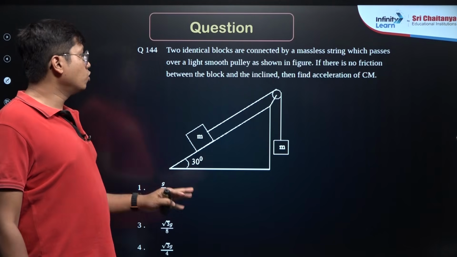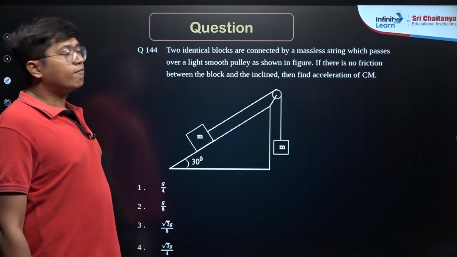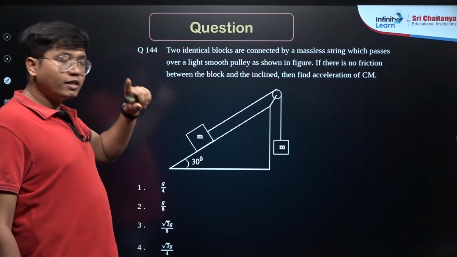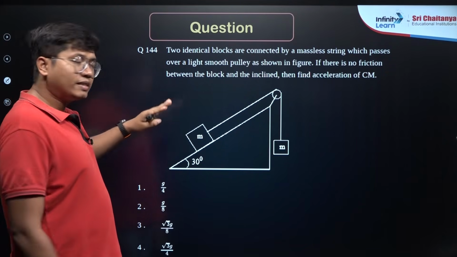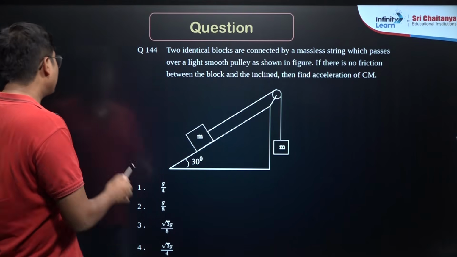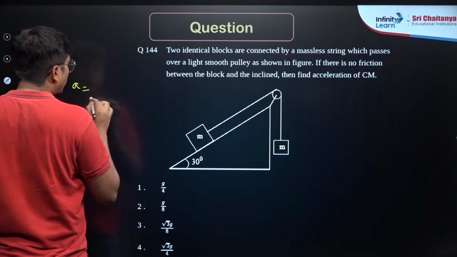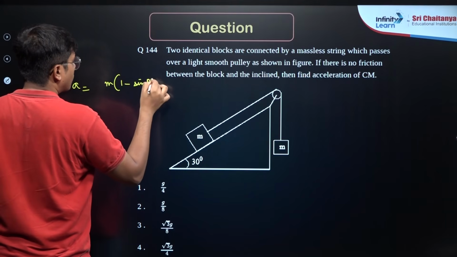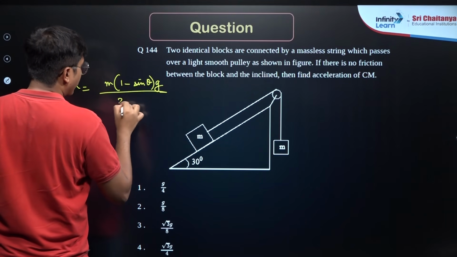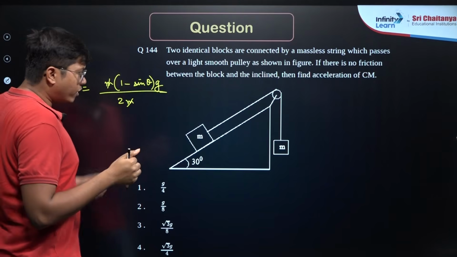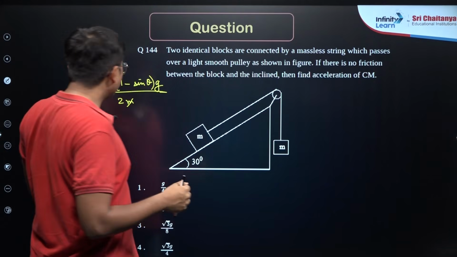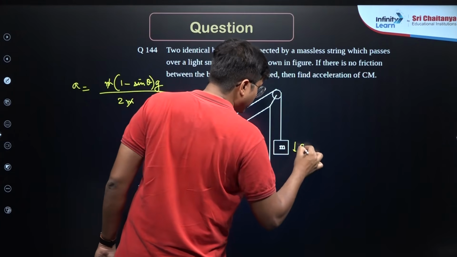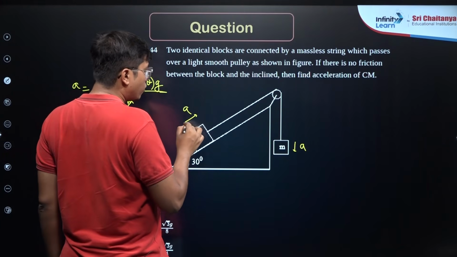This one says two identical blocks are connected by a massless spring which passes over a light smooth pulley as shown. There is no friction between the blocks and the incline. Find the acceleration of the center of mass. So to find over here many students might have made a mistake. They would have found the acceleration of the blocks. Acceleration of the blocks in itself you will get from m into 1 minus sine theta g divided by 2m. That will cancel out. You can do the free body diagram, but this gives you the acceleration with which this goes up and this comes down. So what you have to do is resolve it into vectors.